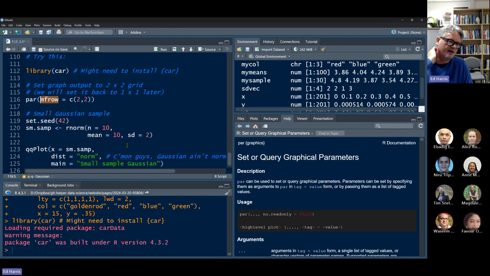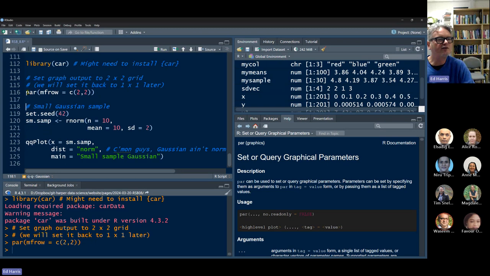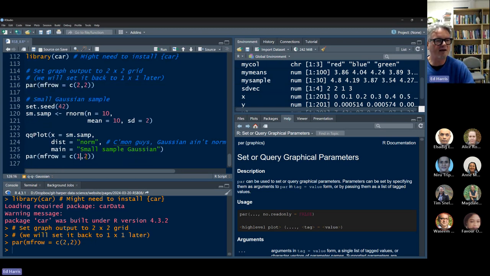But in this case, we're going to set one of the parameters for the grid that lays out our graphs. Now, MF row defines a grid. The grid has two parameters, the number of rows and the number of columns. We're just going to change that to 2 and 2. The default is 1 and 1, where we just have the one graph. We've got to remember to change it back. What I always do is change it back with some code like that at the end of where I'm going.